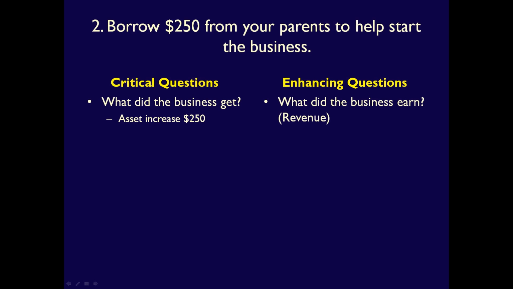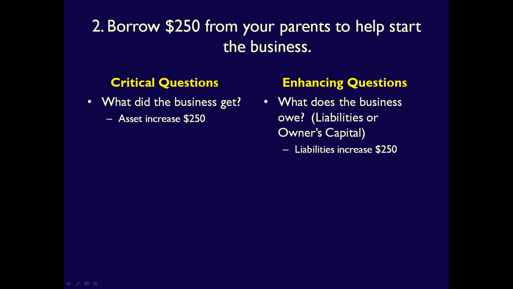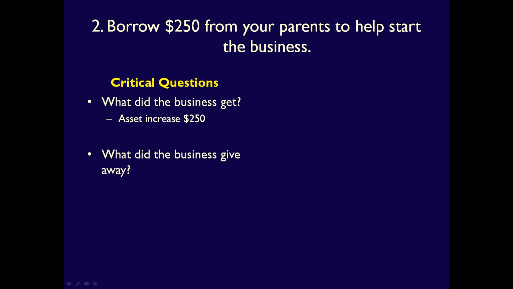What did the business earn? Nothing, as they have not done anything for the customers yet. What did the business use, consume, or incur? Nothing was used or consumed to generate revenue, so expenses do not apply. What does the business owe? The business now owes a third party, your parents, cash at some point in the future. This is all due to a past transaction, something that has already happened, the loaning of the money. Liabilities increase by $250. Let's go back to the question, what did the business give away? The business gave away an IOU. They gave away a promise to pay in the future.